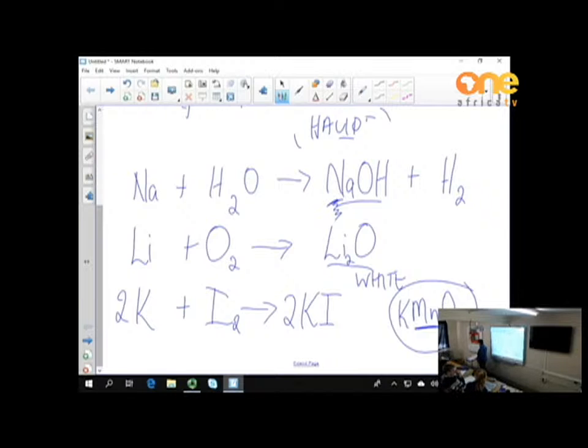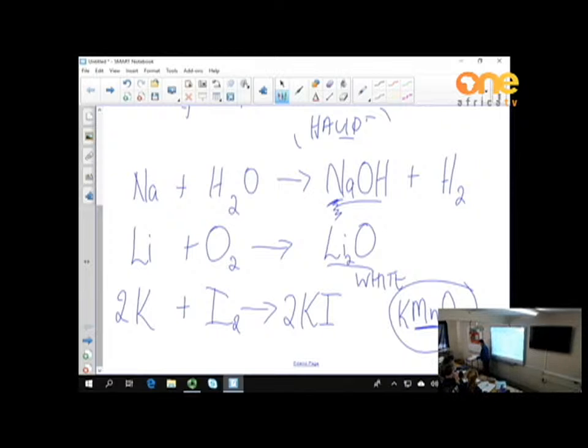The flame color, that is not part of your syllabus. The grade 10s do the flame color. Lithium is red. Sorry, is the salt white? Yes, they are all white salts. The flame color test, they just dip a piece of wire into the salt and hold it in a flame, and the flame color changes depending on what metal we have. But you don't have to worry about that. Lithium is red, sodium is yellow, potassium is purple.